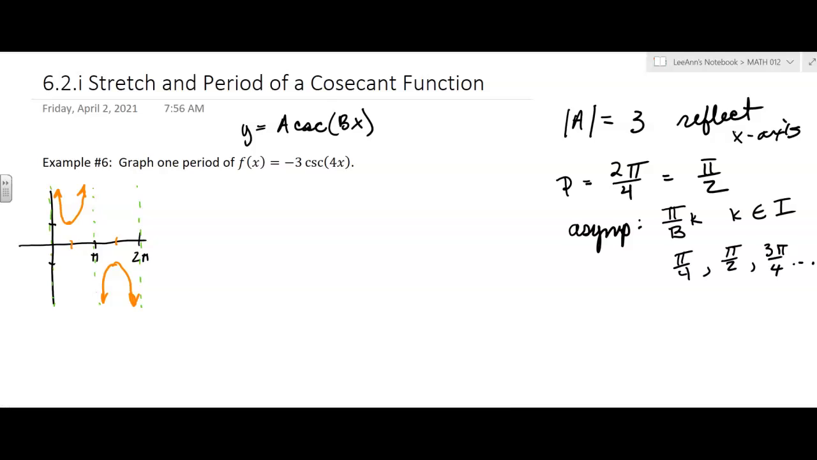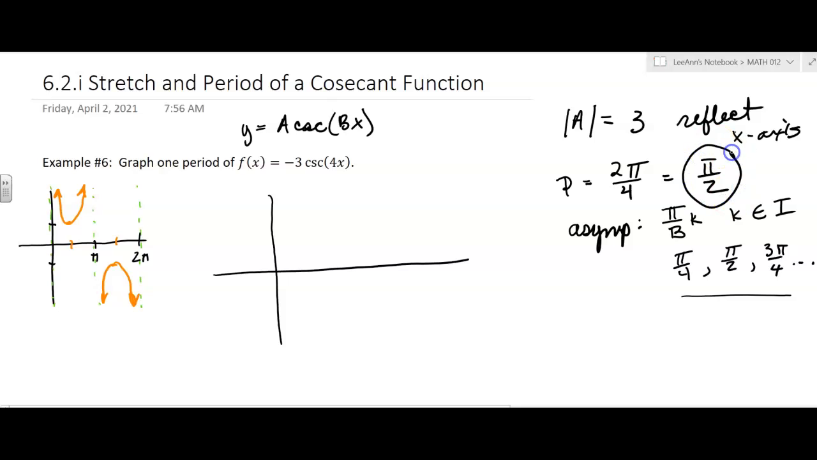Okay, so you kind of have an idea of where these asymptotes are going. But I wasn't going to use that. I was going to show you a different way. Okay, we'll draw this out. Now, remember, for this example, we just have a reflection going on, we have a stretch factor, and then we have a change in the period. Okay, so that we have to keep in mind.